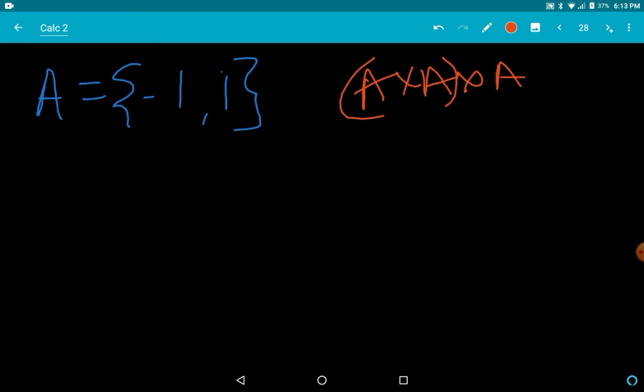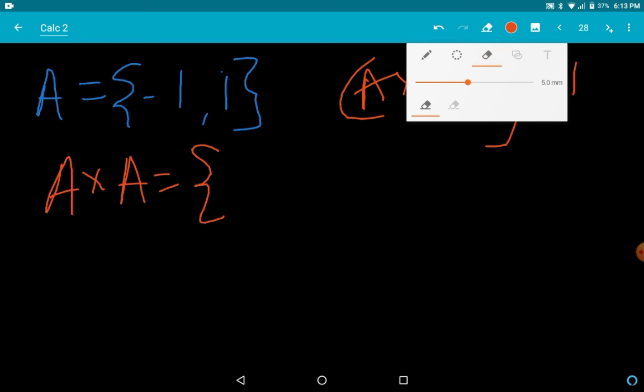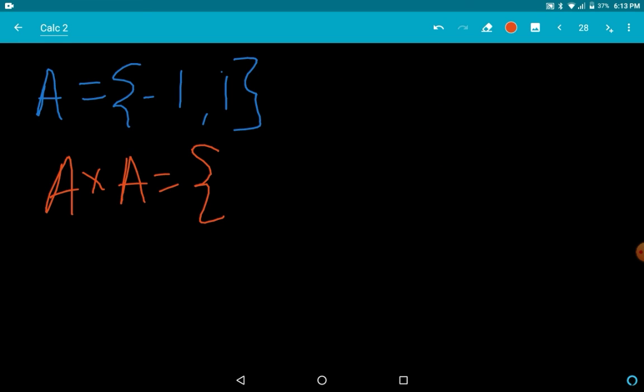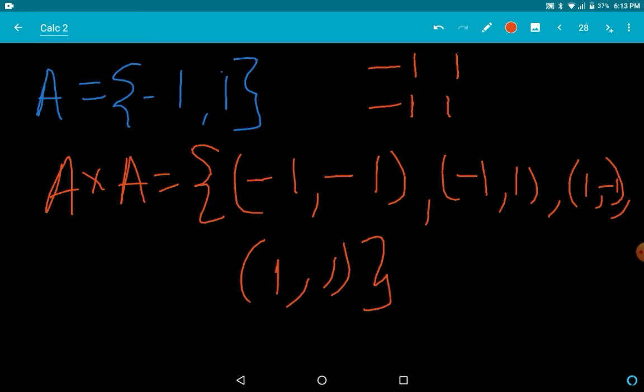Now first you do this. What is A cross A? A cross A is nothing but, first see, you have to write it like this. Let me erase this part. Okay, let's say I have to write it like this: minus 1, 1, minus 1, 1. So first minus 1 with minus 1, minus 1 with 1, then 1 with minus 1, then 1 with 1. Understand? This is A cross A.